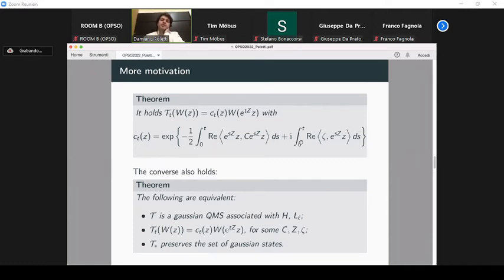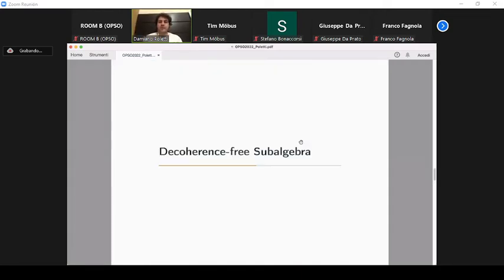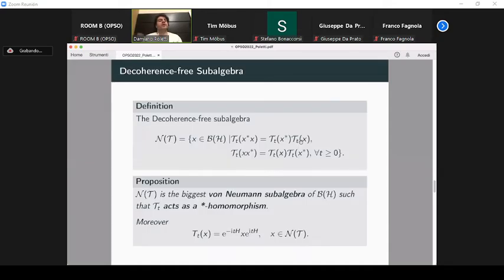Moreover, these semigroups have appeared in the literature also under the name of quasi-free semigroups. So they are really important, and one can study many things. We have actually also already started studying many things. The one I want to present to you is related to the decoherence-free subalgebra. So let me first say what the decoherence-free subalgebra is and why it is important to study.